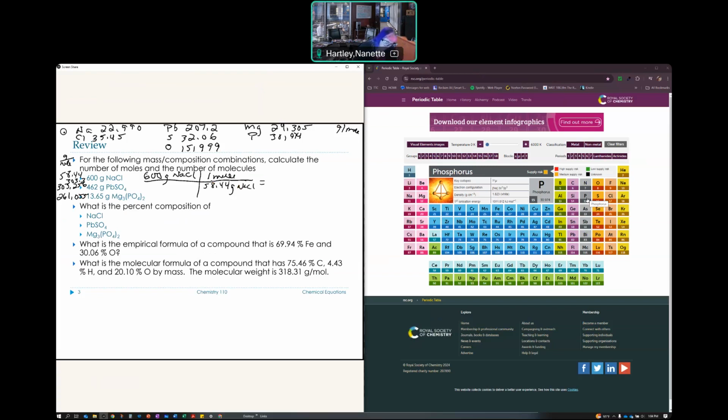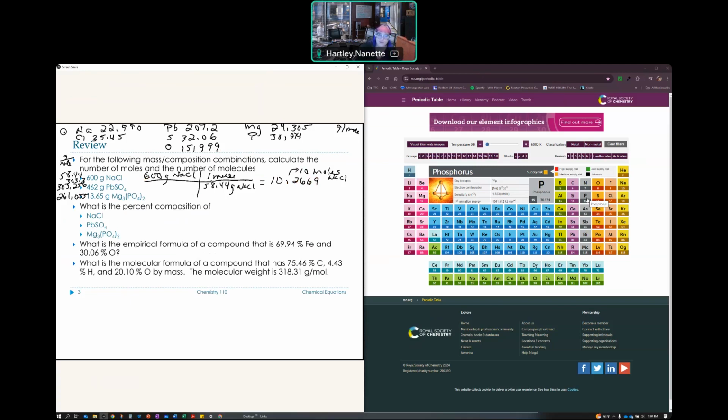Okay, so I take 600 divided by the number that I calculated, 58.44. And that ends up giving me 10.2669. Looking at this, I only have one significant figure in the 600. So I should report this as 10 something, but I can report it as 10 moles of NaCl.